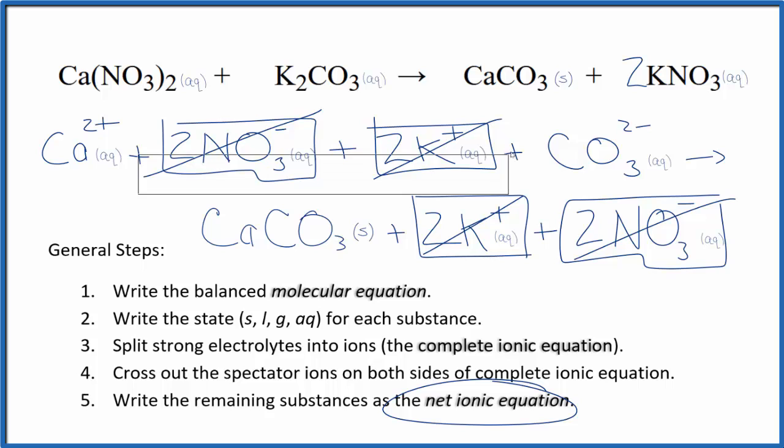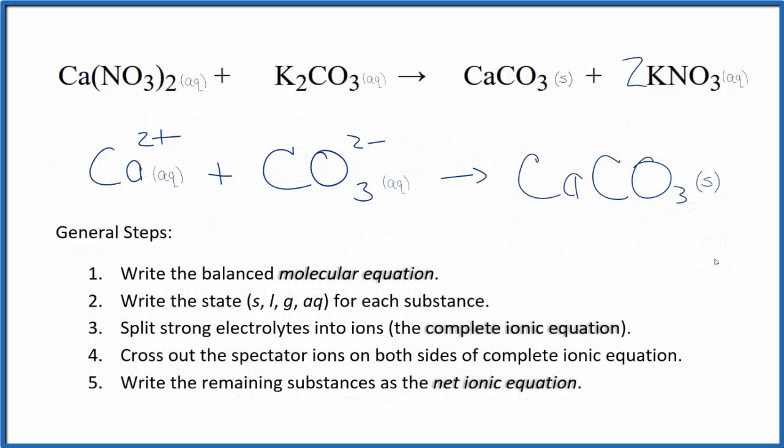Let's remove these spectator ions here. And this is the balanced net ionic equation for the CaNO3 plus K2CO3. You'll note that the atoms, they're balanced, same on both sides, and the charge is the same, 2 plus and 2 minus. That gives us a net charge of 0. This is neutral, net charge of 0.